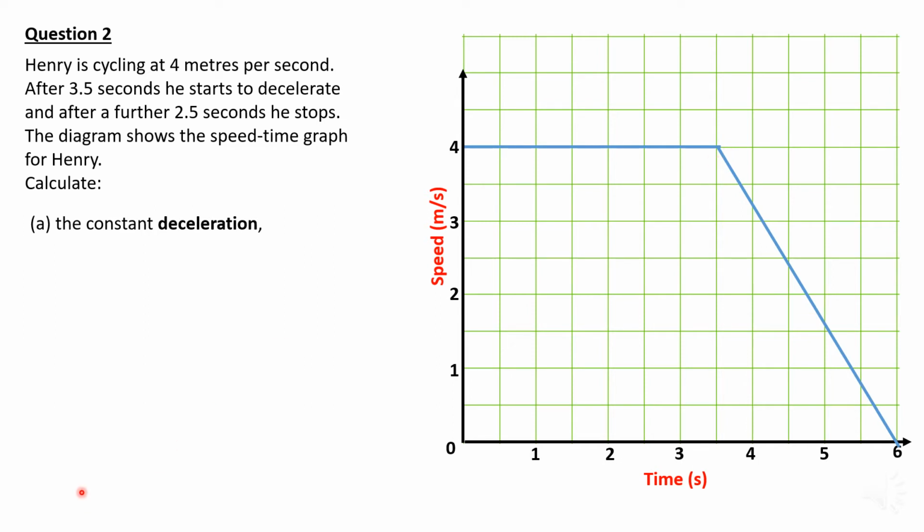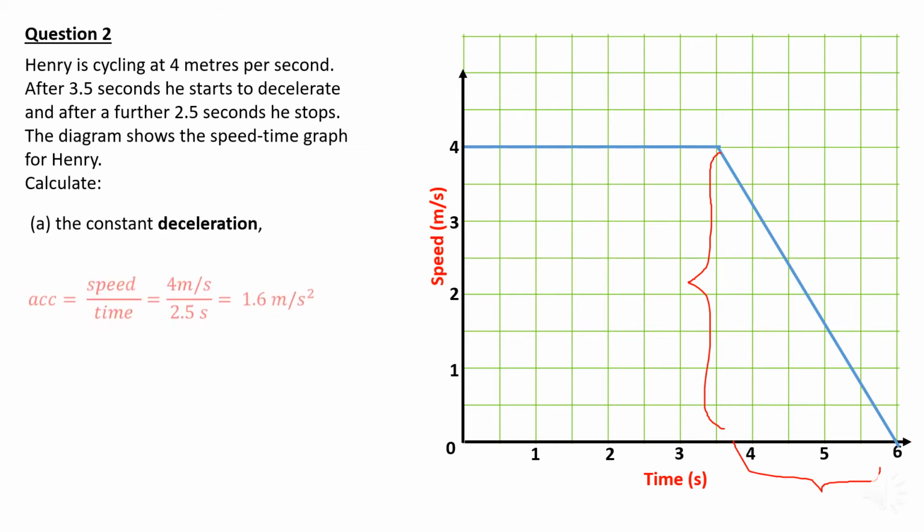Now remember what I said. This is a very straightforward concept. You just basically have to find your gradient, which is going to be this distance here, divided by this distance here. That's how you find that particular answer.